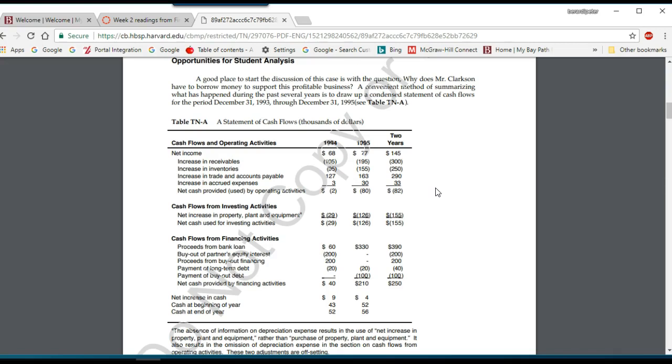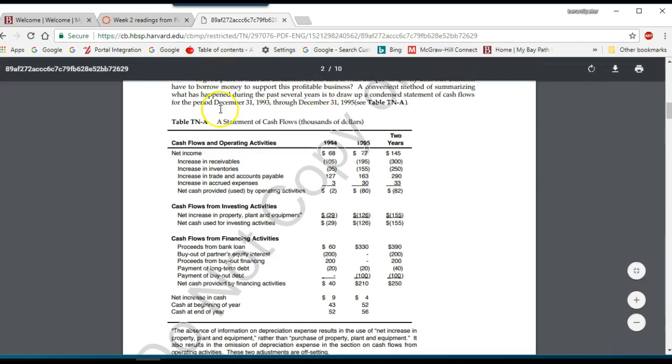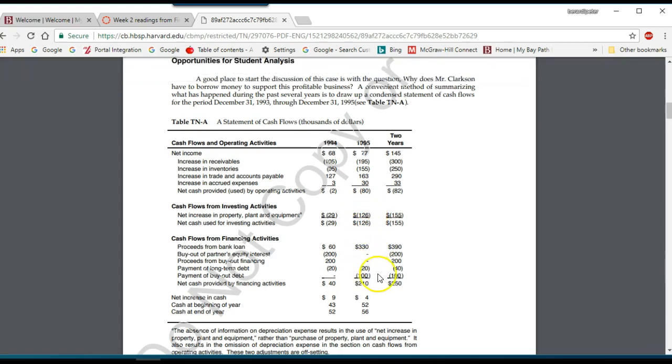Net cash provided by financing activities. To finance the increase in our receivables and inventory, we use some of our vendors' money. To finance the rest of that, plus the increase in property, plant, and equipment, we had to borrow $330,000 more from the bank. We also paid down our term debt and our buyout debt, which we will continue to do.